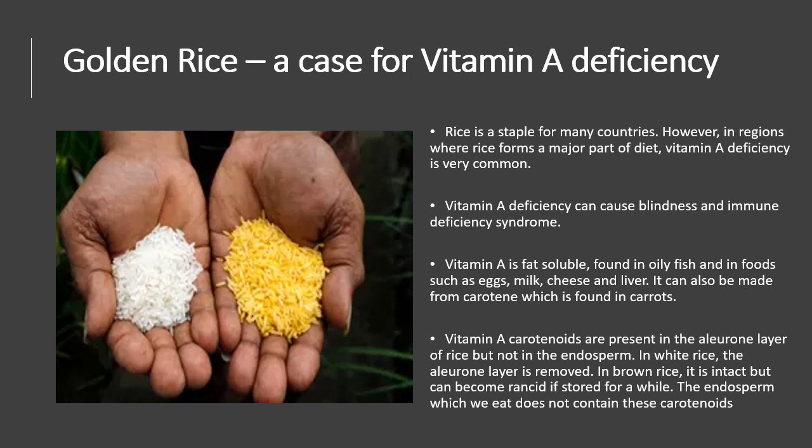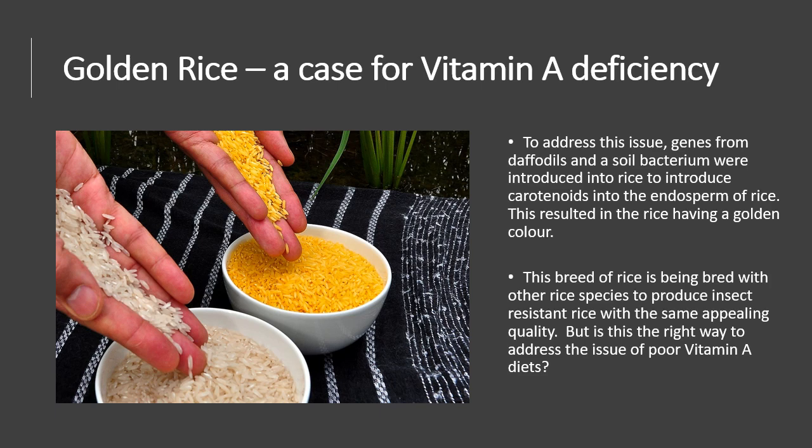So in the white rice that is very common, and I'm sure you've seen white rice wherever you live, the aleurone layer of the rice has been removed. In brown rice, you'll notice when you eat it, it does have a little bit of a tough texture to it. It's a bit different. But in brown rice, the aleurone layer is intact. However, if you store it for a while, it makes the rice go bad. So the endosperm that we eat in white rice doesn't have that aleurone layer, which means it doesn't have the carotenoids that make vitamin A. In brown rice, it is there, but because of its effect on the rice itself, it can make the rice go bad. So what then has been done?